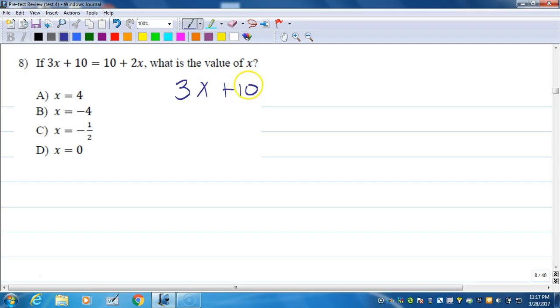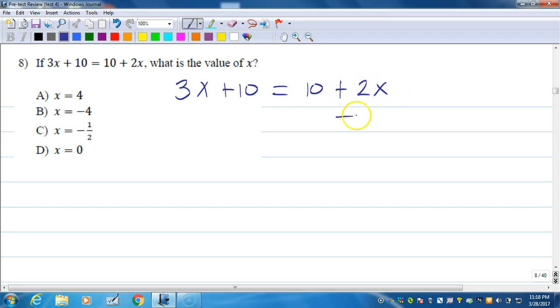3x plus 10 is equal to 10 plus 2x. Numbers have to go with numbers, letters have to go with letters. It doesn't matter which side you want to put things on. It's up to you. I'm going to put the x's on the left. I'm going to put the numbers on the right. In other words, I don't want this 2x over here.